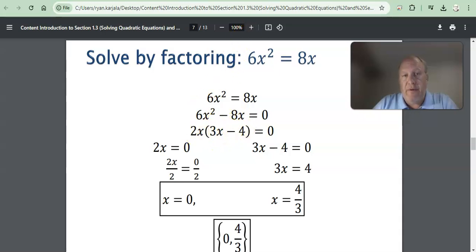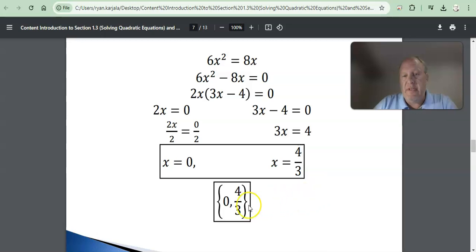So you have a product of two things here. You have 2x, and you have 3x minus 4. They're being multiplied together, and they equal 0. So you think about 2x equals 0, and 3x minus 4 equals 0, and then you solve those two equations. So your answer is going to be x equals 0, or x equals 4/3. So you're solving these equations. So your solution set is 0 and 4/3.